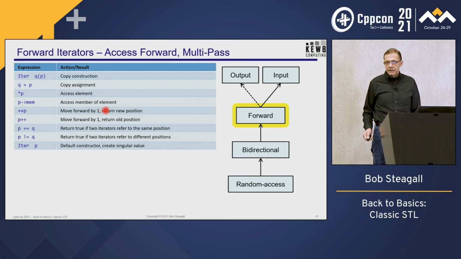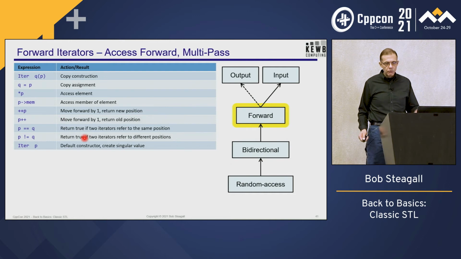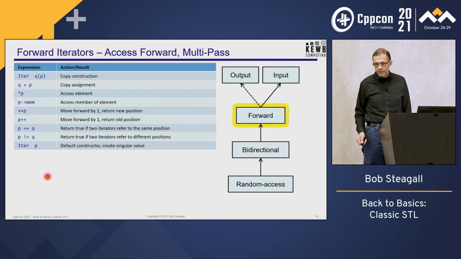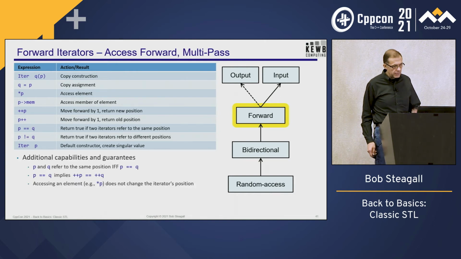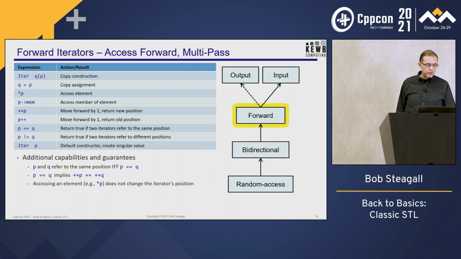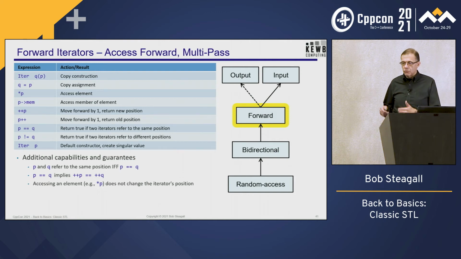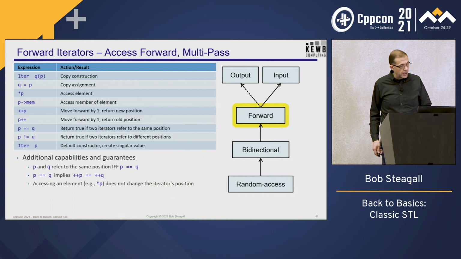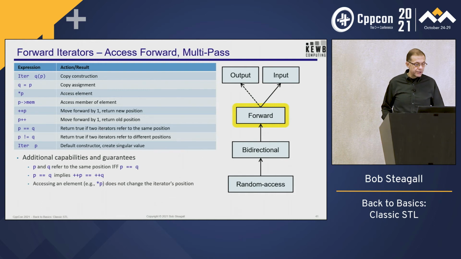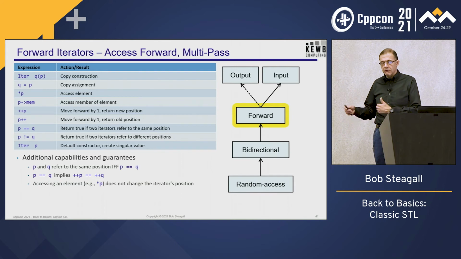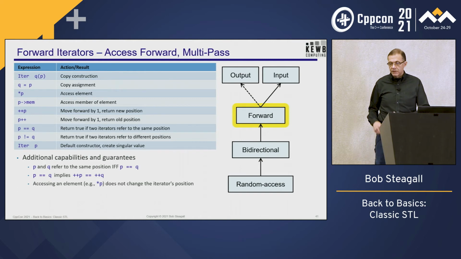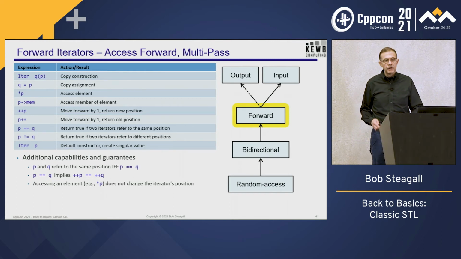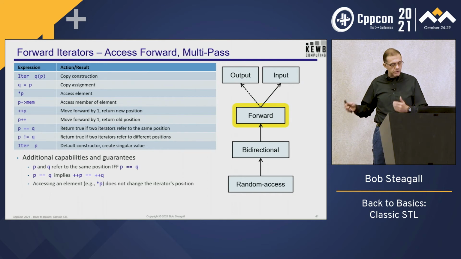iterators, we're guaranteed that whether we're pre-incrementing or post-incrementing, we're going to get the new position in performing that operation. We can do comparison of iterators, and it means what you would think it would mean. In the case of forward iterators and beyond, if P and Q refer to the same position, you're guaranteed that P will compare equal to Q. And if P equals Q with forward iterators, this also implies that incrementing P and incrementing Q gets you to the same location. Accessing an element with a forward iterator doesn't change the iterator's position, which is important for iterating over containers.